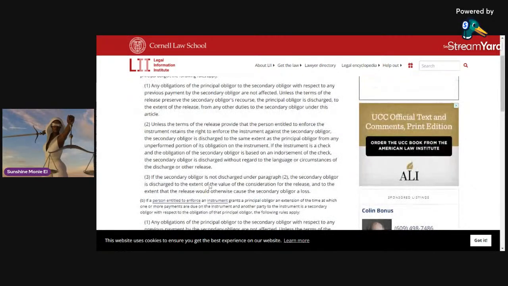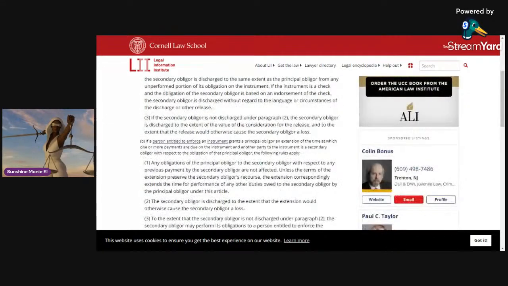If the secondary obliger is not discharged under paragraph 2, the secondary obliger is discharged to the extent of the value of the consideration for release and to the extent that the release would otherwise cause the secondary obliger a loss. B. If a person entitled to enforce an instrument grants a principal obliger an extension of time at which one or more payments are due on an instrument and another party to the instrument is a secondary obliger with respect to the obligation of that principal obliger, the following rules apply.